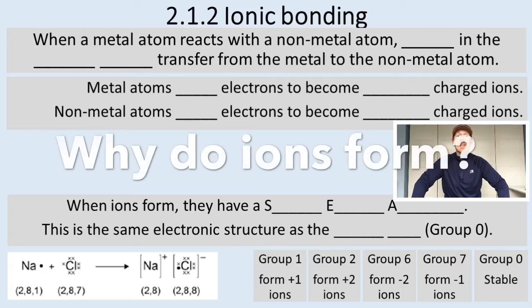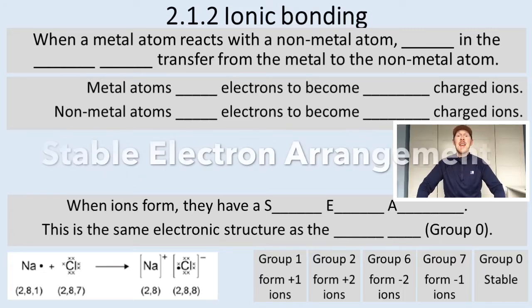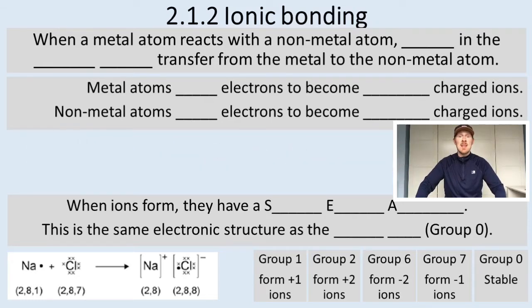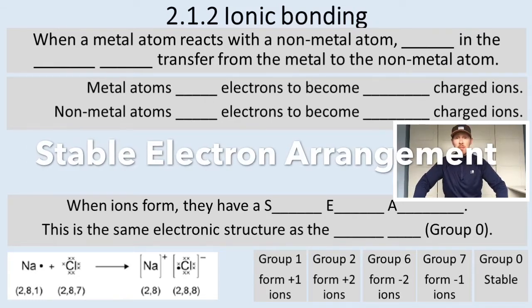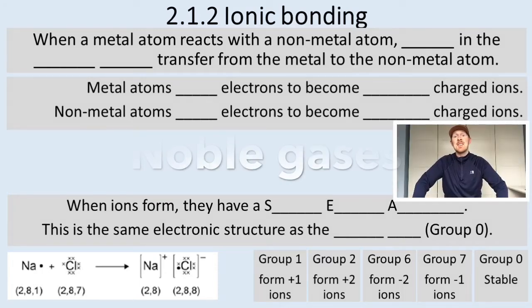Why do ions form? Ions form so the atom can gain a stable electron arrangement. When they've got a stable electron arrangement, that means they're no longer reactive. Remember, there's a group of elements in the periodic table that already have a stable electron arrangement. They're group 0, the noble gases.